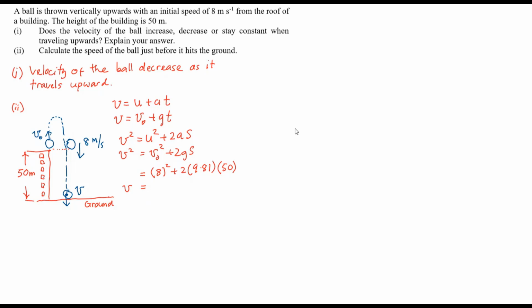So therefore v we get square root of 1045, that's 32.3 meters per second. So the velocity or the speed of the ball just before it hits the ground is 32.3 meters per second.